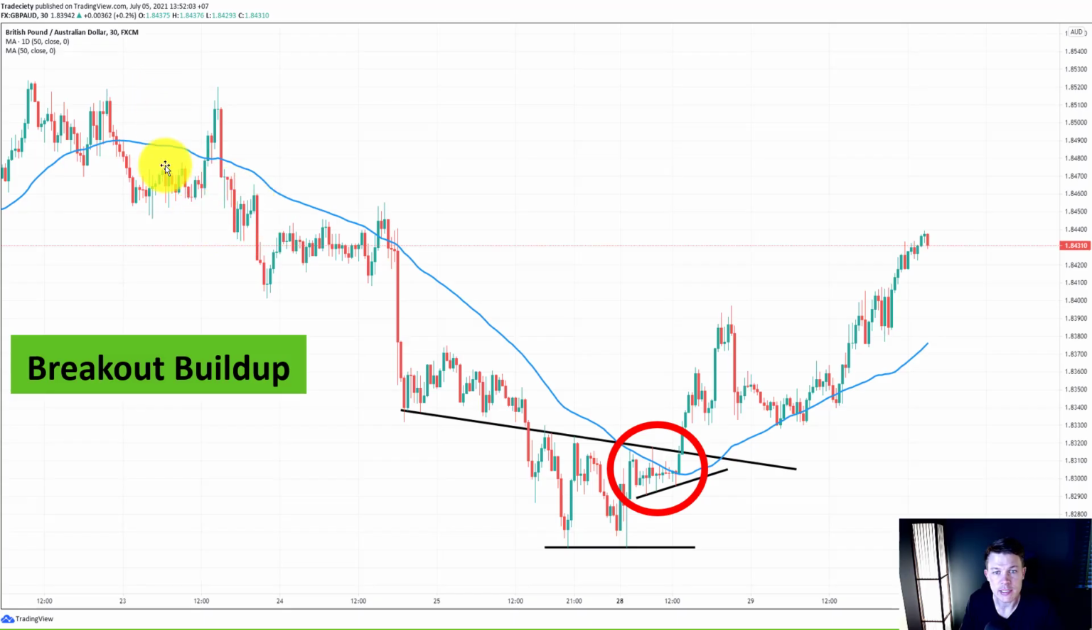So the breakout buildup is a pre-breakout pattern. Many traders like trading breakouts. Breakouts can be a high probability price action setup. However, a breakout that also comes with the breakout buildup is likely going to have a higher chance of succeeding. So let's go through this chart step by step.